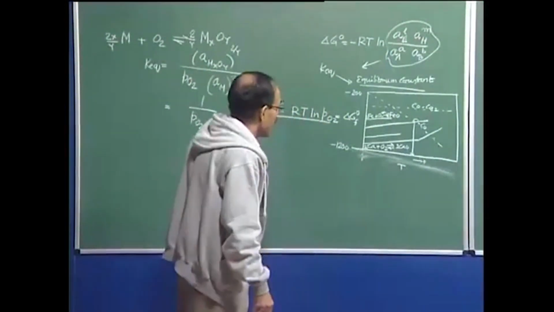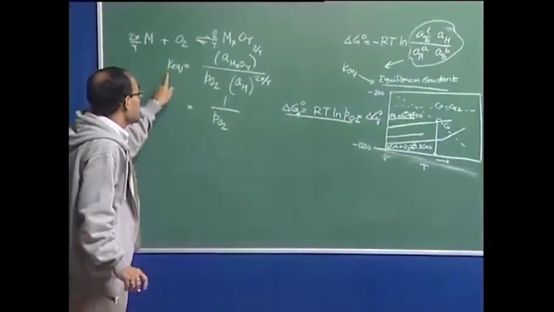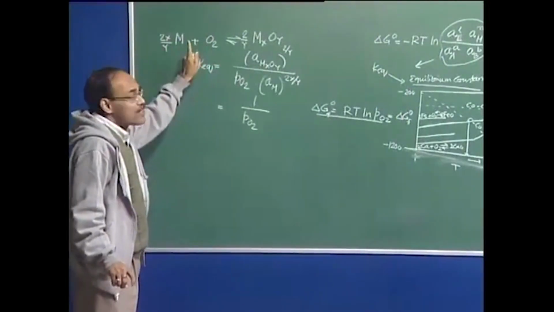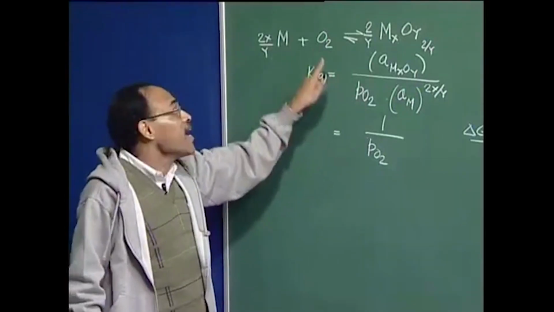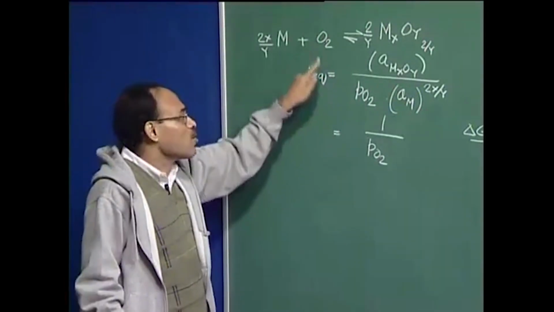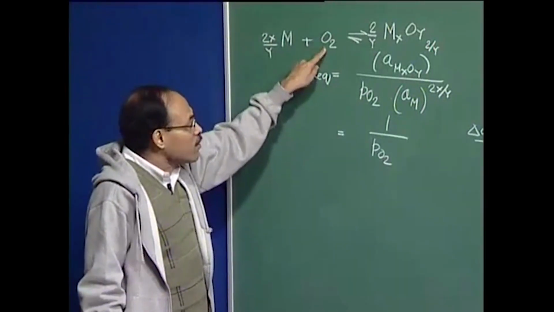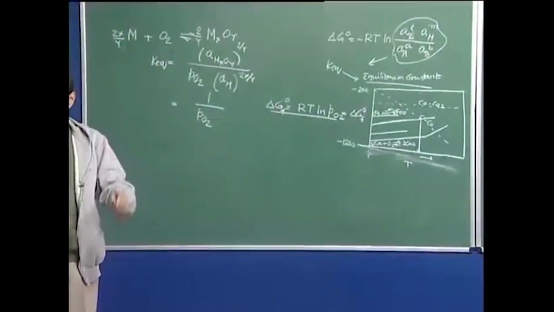Now coming back to this, you see how smartly I have been able to convert. I made one assumption that the activity of oxygen is equal to the partial pressure of oxygen, and ideal gas law has been assumed, and thereby I have been able to convert the oxygen activity into partial pressure. So I have assumed an activity-composition relationship here.